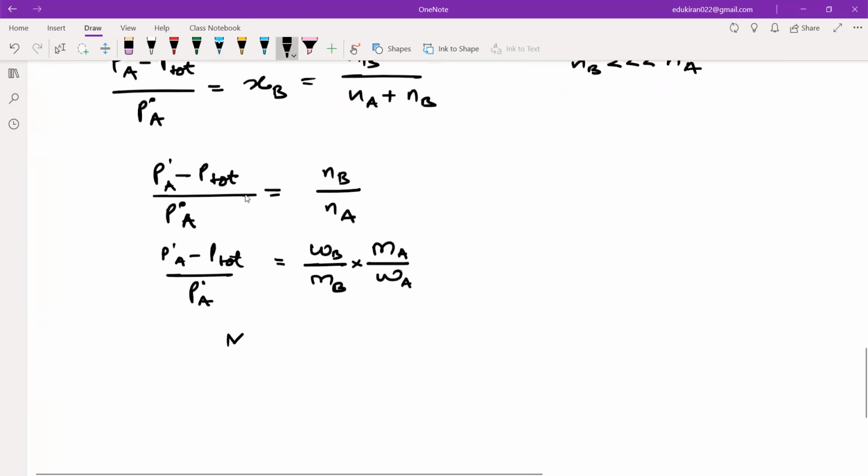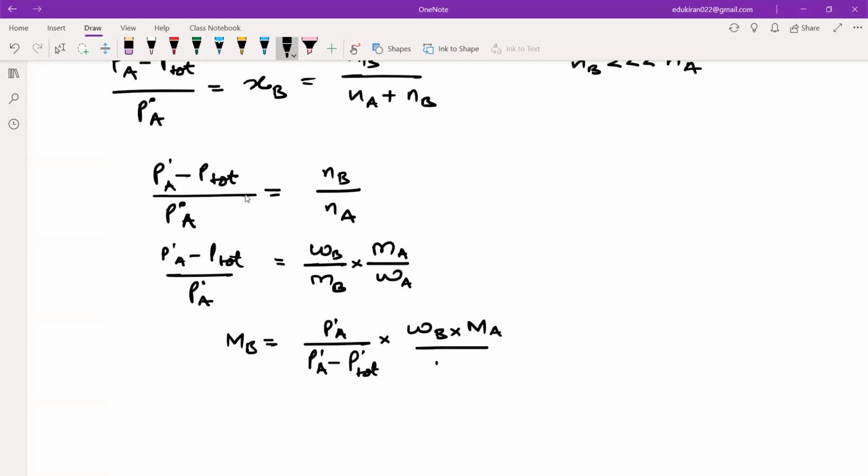Next, MB is equal to what? MB will be equal to P naught A upon P naught A minus P total, into WB into MA upon WA. Write this down. Let me know when you're done.